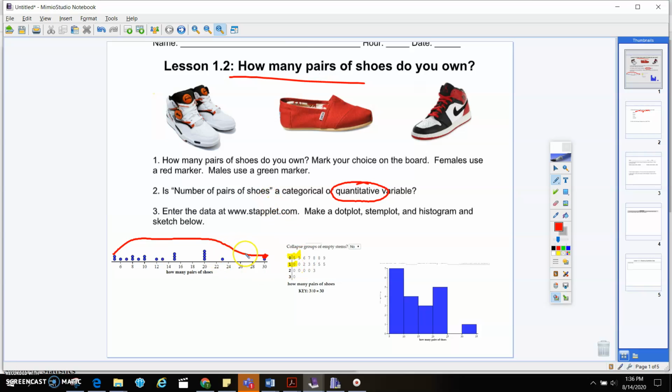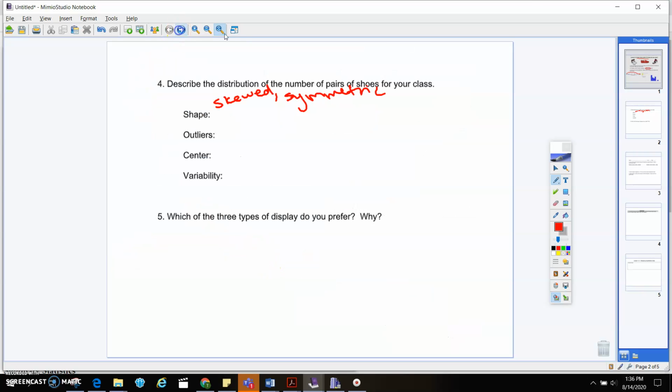If you don't remember skewed right or left and which one it is, if it has a tail, that means if it has a number that's way out over here, then it's going to be skewed right, because that's where the tail ends up. So this would be skewed right.